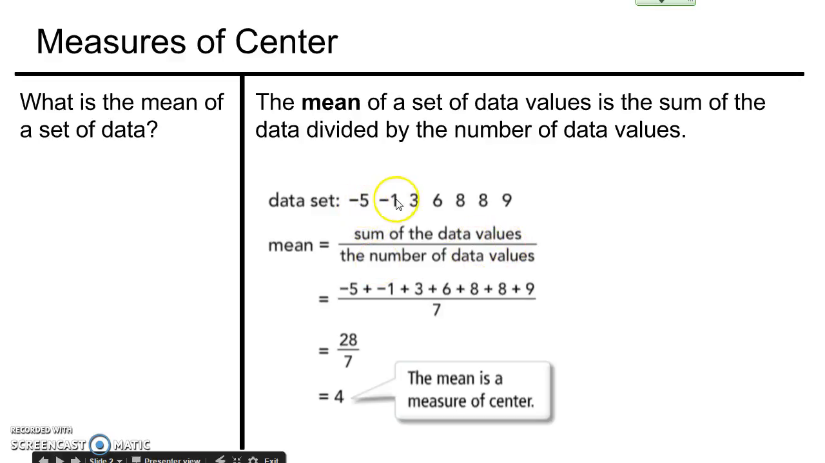So I count 1, 2, 3, 4, 5, 6, 7. There's 7 numbers in my data set, so I divide by 7. So I would do 28 divided by 7, which is 4. So finding the mean, you add up all the numbers in your data set, you divide by however many numbers are in the data set, and that is your mean. It is a measure of center. It's helping us find kind of the central number of the data set.